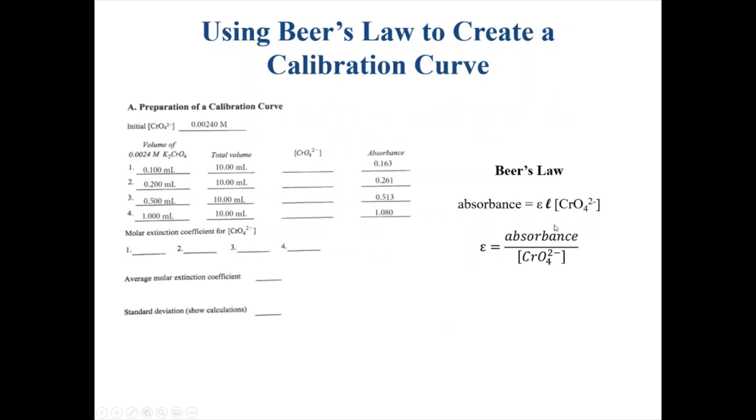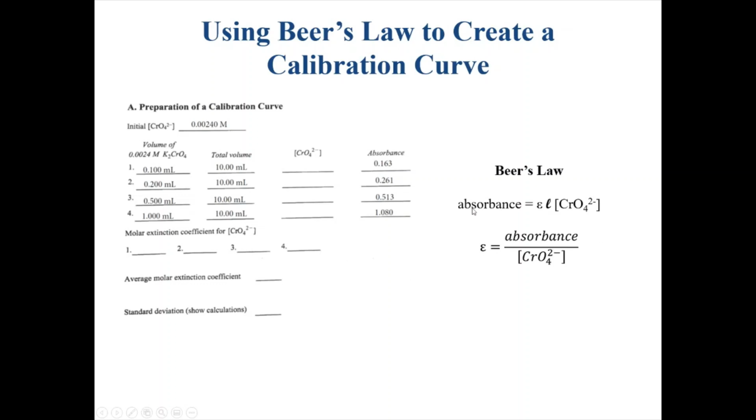So the way that we want you to do it is, instead of making a plot and figuring out the linear regression of that plot, we're going to take each one of these data points. So we have the absorbance for each one of these concentrations. You're going to take the absorbance and divide it by the concentration of chromate you calculate, and then get an extinction coefficient for each data point. You're going to write those here, here, here, and here.